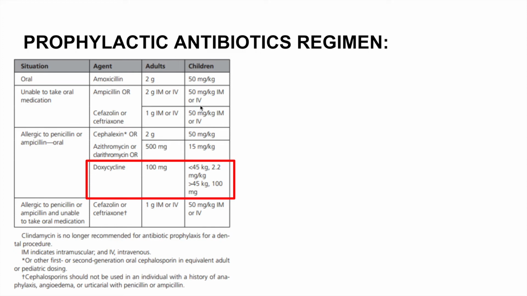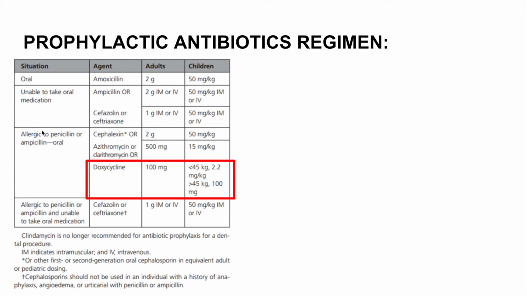And say, for example, if we cannot take penicillins, then we move on to cefazolin or ceftriaxone, also not oral. It is 1 gram IM or IV for the cephalosporin group. But in the children's section, it's still 50 milligrams per kilogram IM or IV. So keep that in mind, that in adults it changes, in children it doesn't.